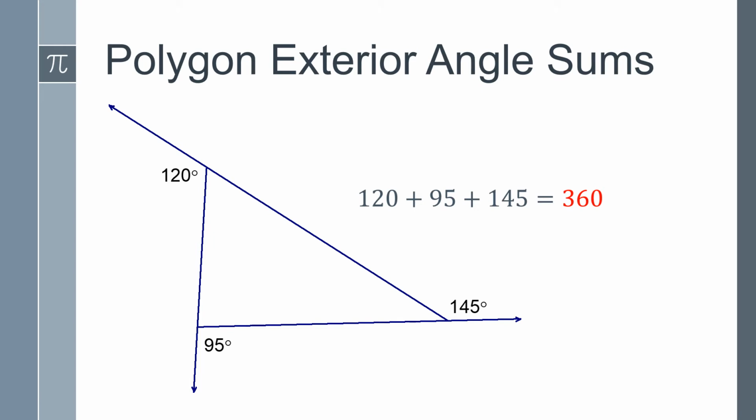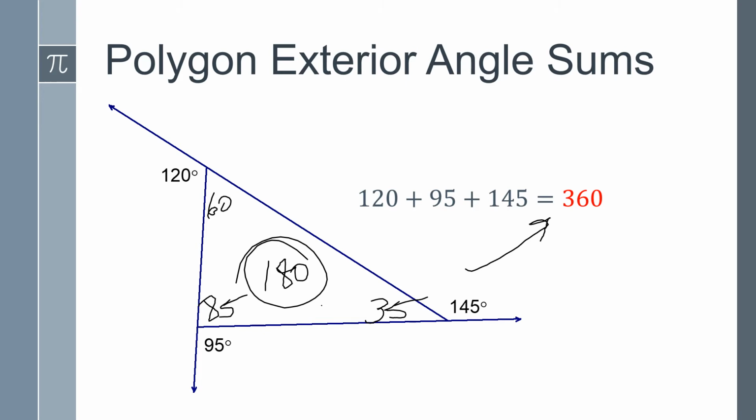So on this triangle here, I can ascertain that that's 60, and this is 85, and this is 35. You'll notice, though, that all these add up to 180 here, but the exterior angles add up to 360.